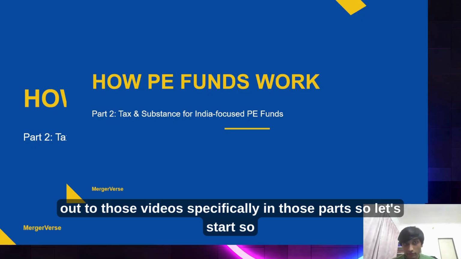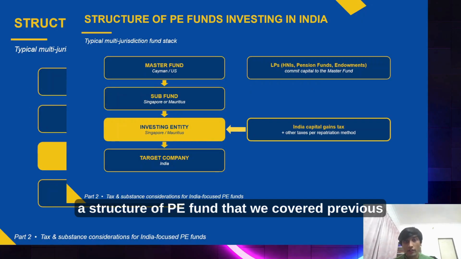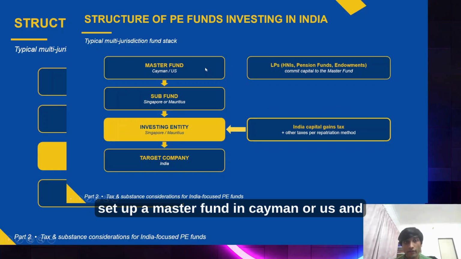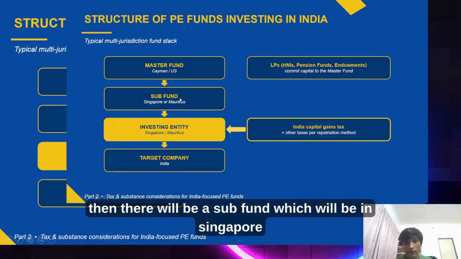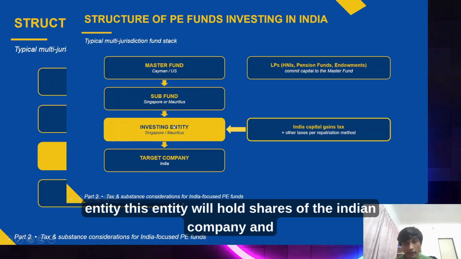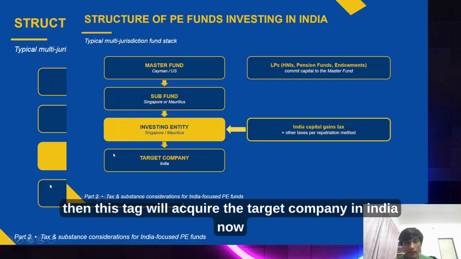So let's start. The structure of a PE fund that we covered in the previous video, which is investing into India, is that they'll set up a master fund in Cayman or US, and then there will be a sub fund which will be in Singapore or Mauritius, and below that sub fund will be the investing entity. This entity will hold shares of the Indian company, and then this will acquire the target company in India.